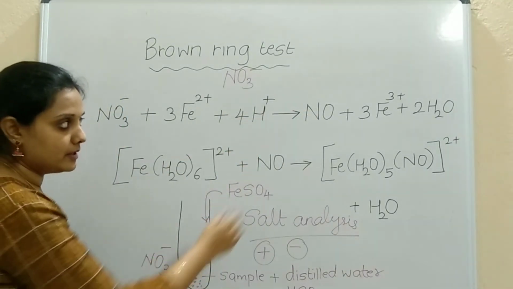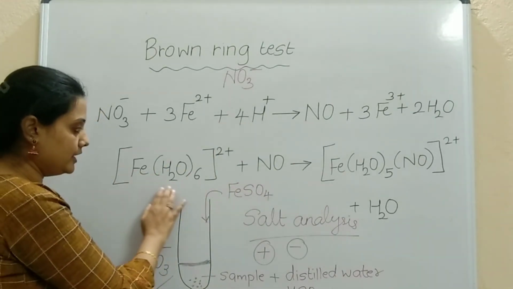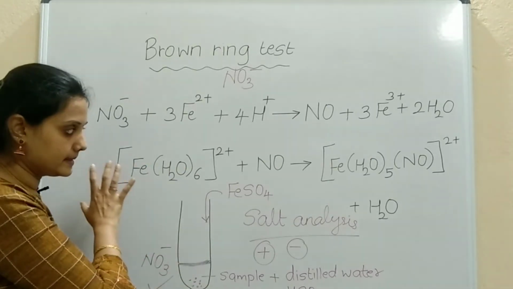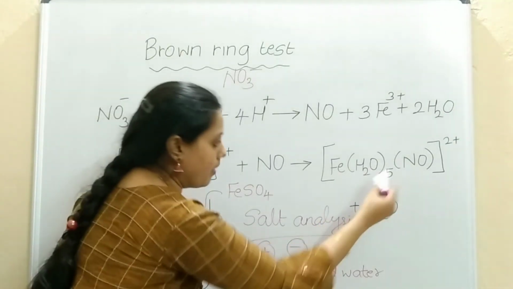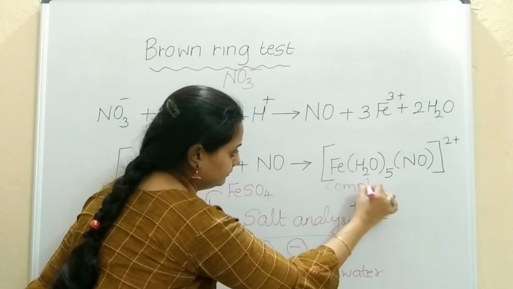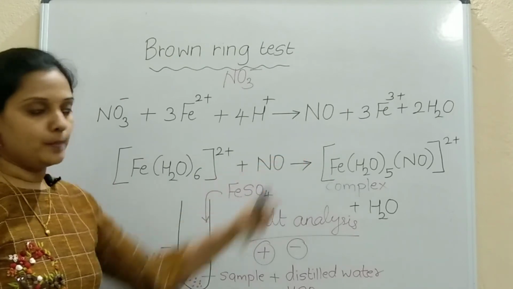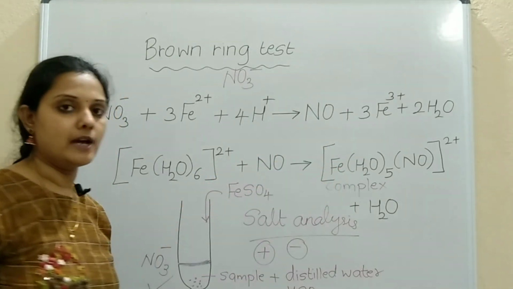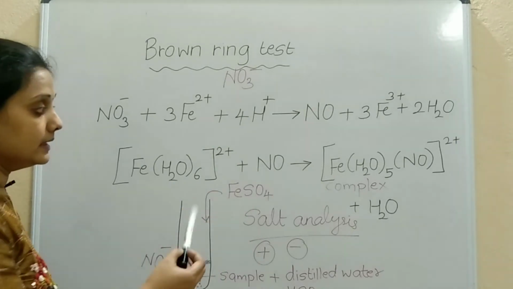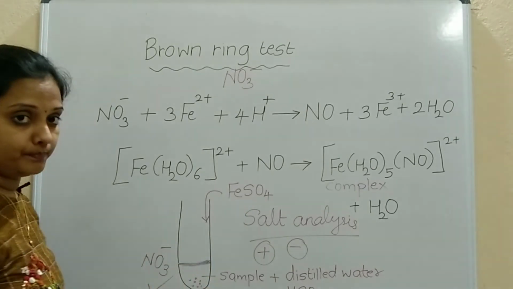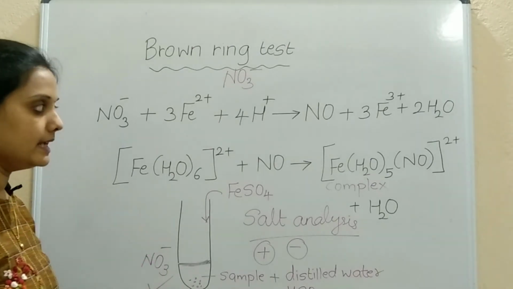Now in the reaction mixture you can see Fe3 plus will react with water molecules. So it forms the [Fe(H2O)6] complex and NO. Further it will react to form this complex, that is [Fe(H2O)5NO]2+. The entire complex has a charge of 2 plus. Correct. What is the name of this complex? It is the brown ring compound. The brown ring substance which is formed has the formula [Fe(H2O)5NO].